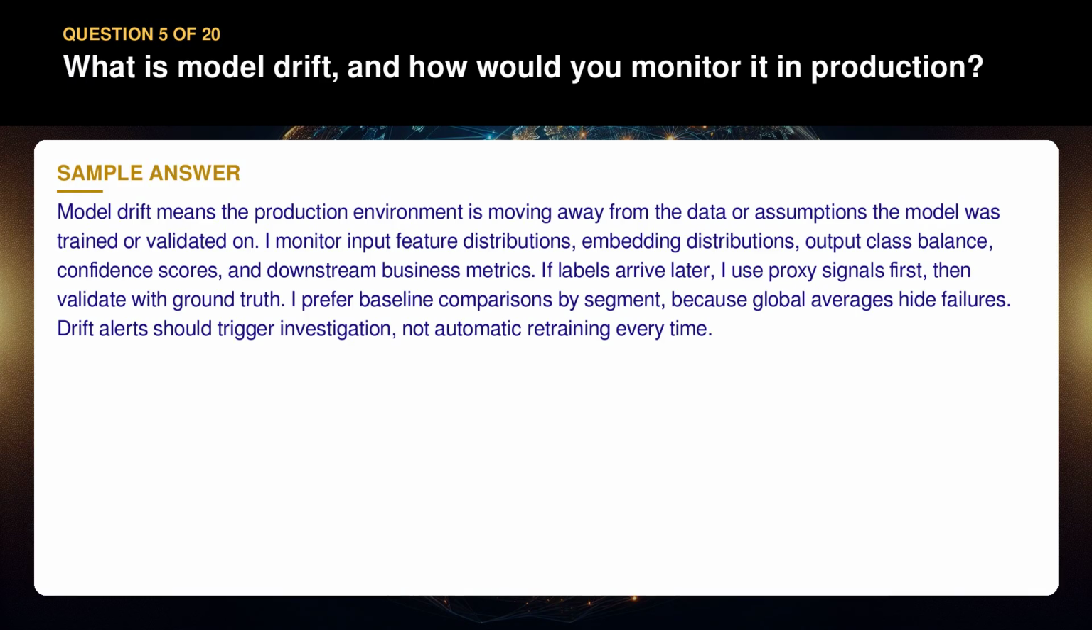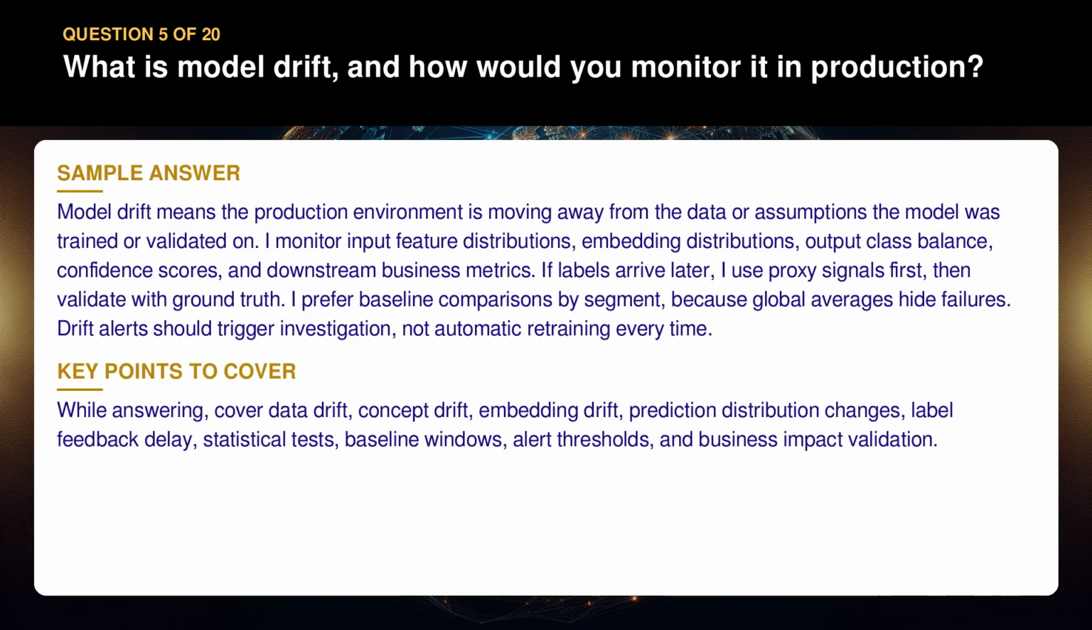I prefer baseline comparisons by segment because global averages hide failures. Drift alerts should trigger investigation, not automatic retraining every time. While answering, cover data drift, concept drift, embedding drift, prediction distribution changes, label feedback delay, statistical tests, baseline windows, alert thresholds, and business impact validation.